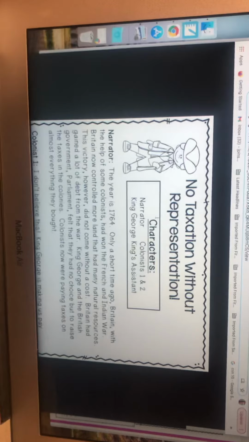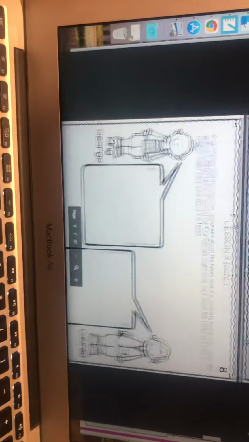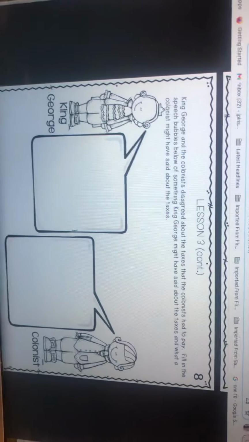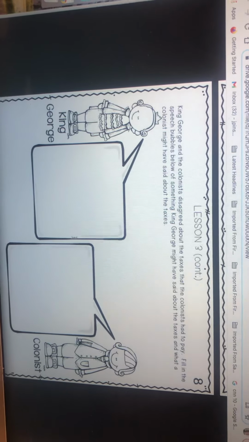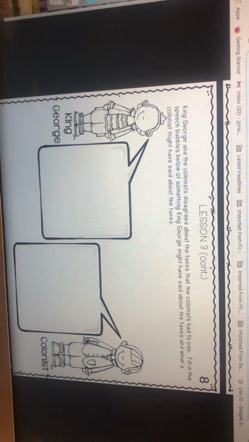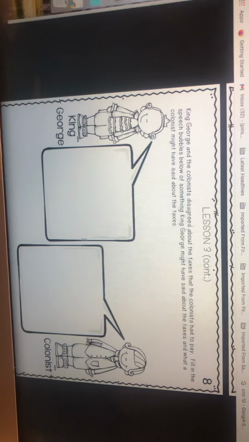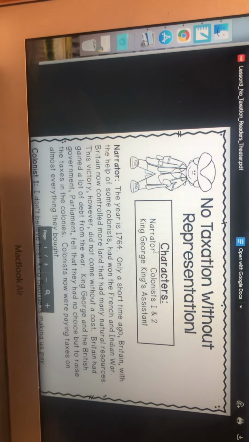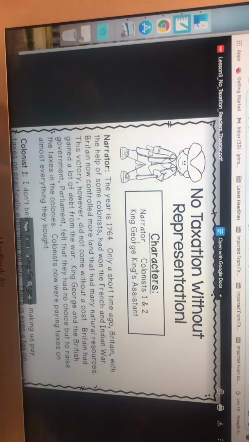I want you to go to page 8 in your packet. That's page 7, here's page 8. This is what mine looks like; I haven't written anything down yet. I'm going to read this off to you. King George and the colonists disagreed about the taxes that the colonists had to pay. Fill in the speech bubbles below with something King George might have said about the taxes and what a colonist might have said about the taxes. This is after you read the story, which will be posted on Google Classroom.